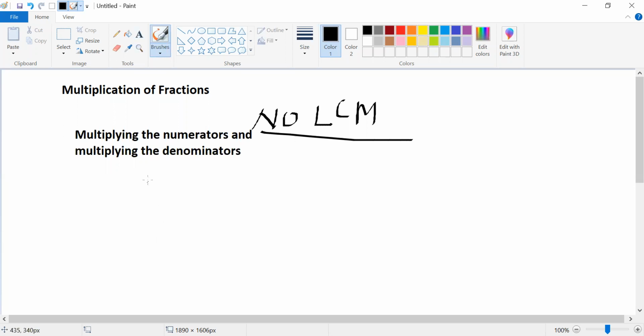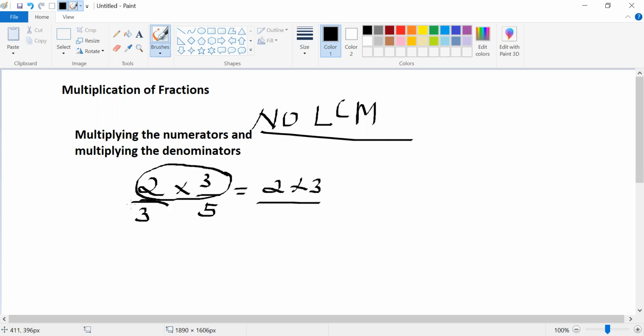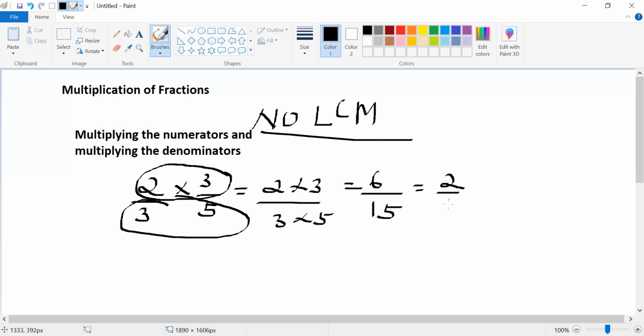Suppose you want to multiply 2 by 3 into 3 by 5. Multiply the numerators, 2 into 3, divided by the denominators, 3 into 5. 2 into 3 is 6, 3 into 5 is 15. 6 by 15 is the answer. You can bring this to lowest form because both are divisible by 3, so you will get 2 by 5.